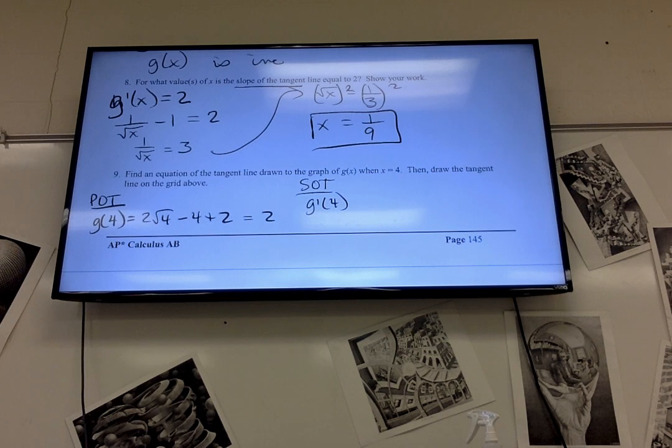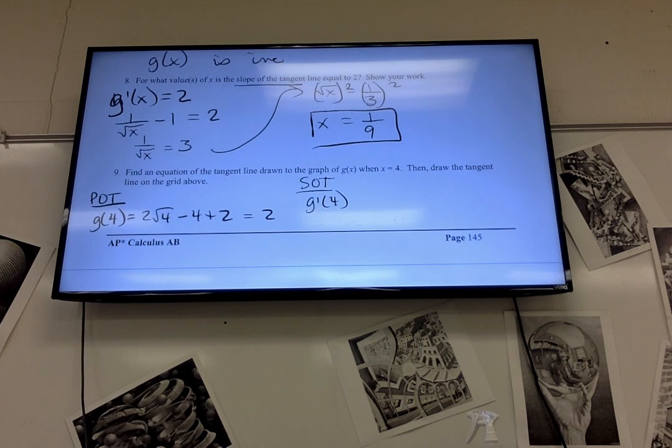So that's why it's not 1/9, because that was g prime of 1/9. So it's 1/2 minus 1. Or is it negative 1/2? It's 1 over the square root of 4 minus 1. It is negative 1/2. So now, Daniel, what's the equation? y minus 2 equals negative 1/2 times x minus 4. We did it.